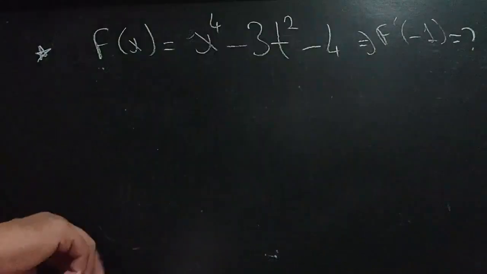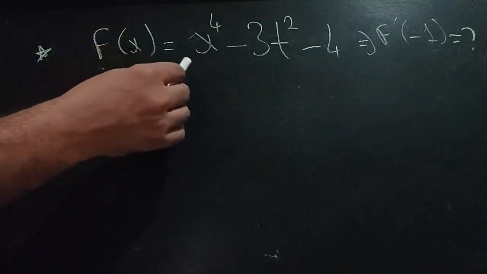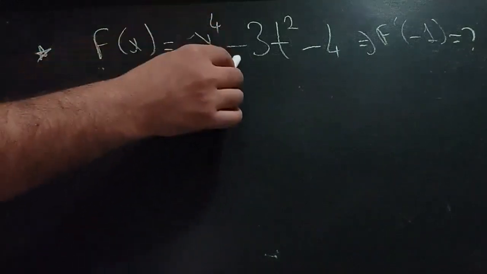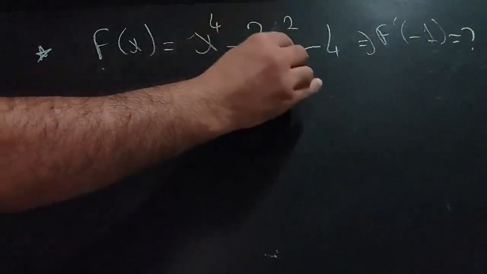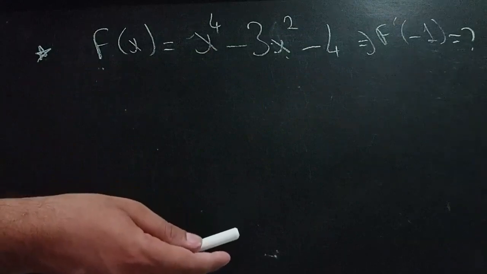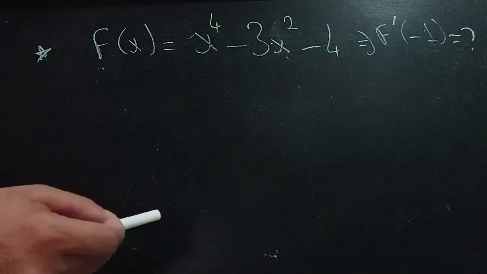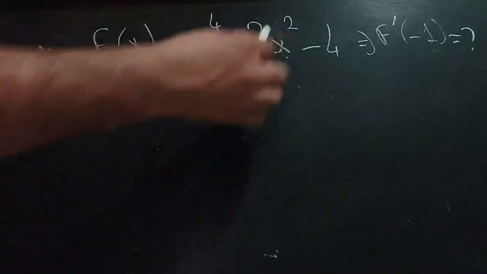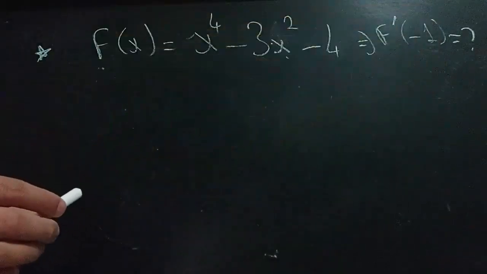Alright, let's have a look at this question. The question is asking us, if f(x) is x to the power 5 minus 3 times x squared minus 4, what is the derivative at negative 1?